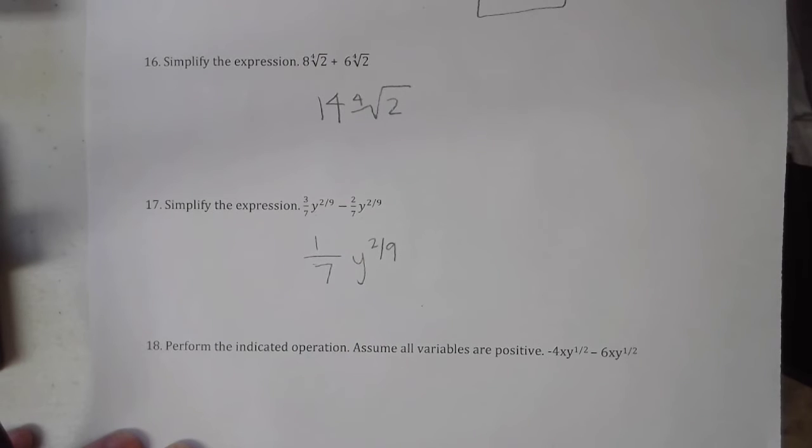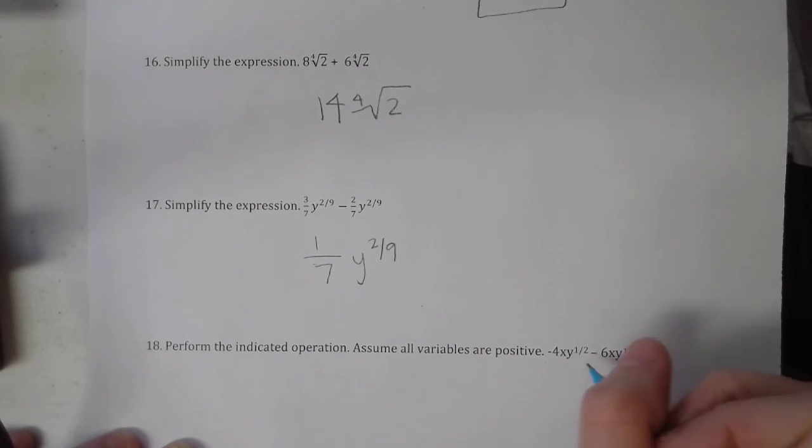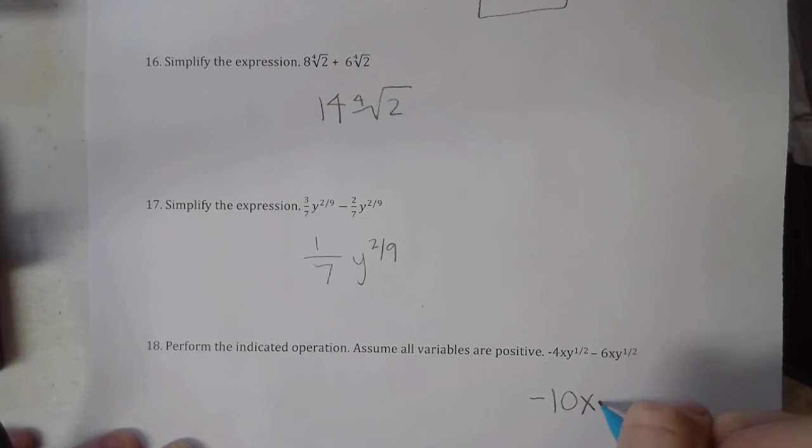On number 18, our exponents are all the same. So I have negative 4xy to the half power minus 6y to the half power. So my answer will just be negative 4 minus 6, which is negative 10, xy to the 1/2 power.